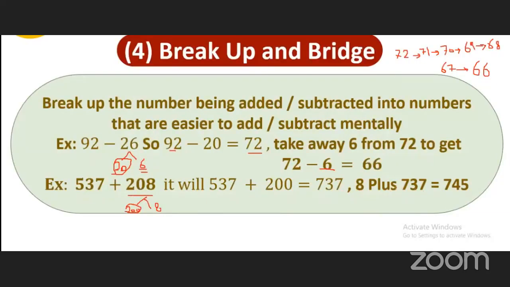طب لما باجي بعمل البلس بعمل ايه؟ Counting forward not counting backward. يبقى after 737 هعد بقى 8 steps: 738، 739، 740، 741، 742، 743، 744، 745.